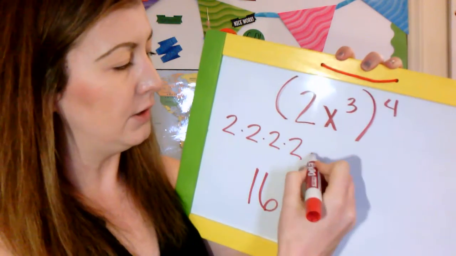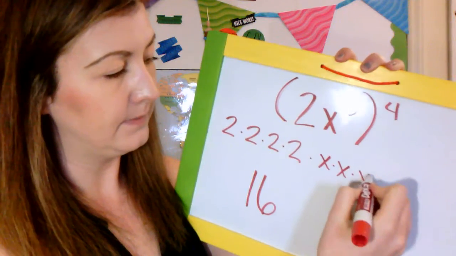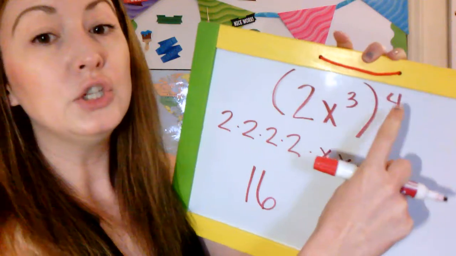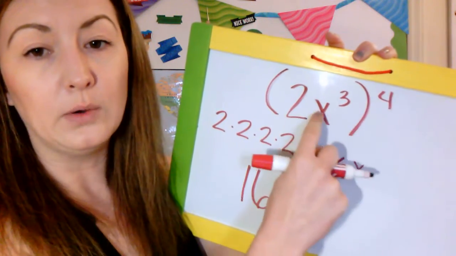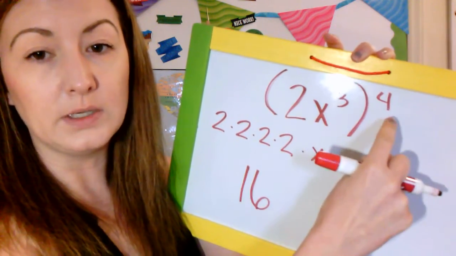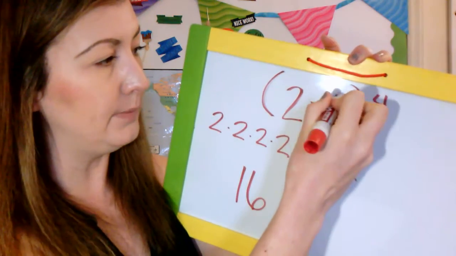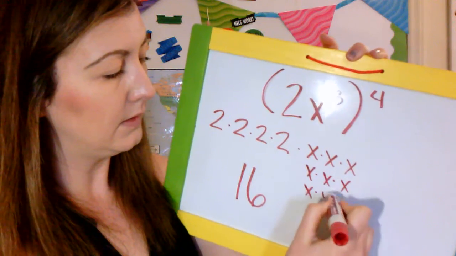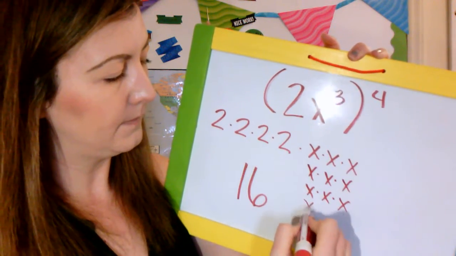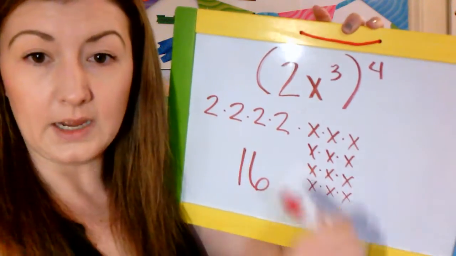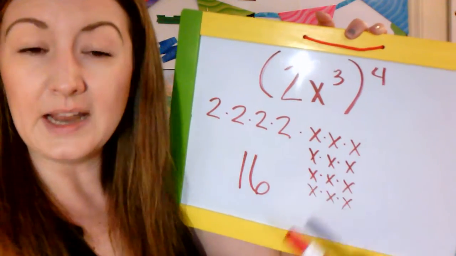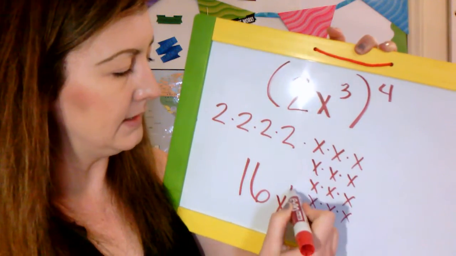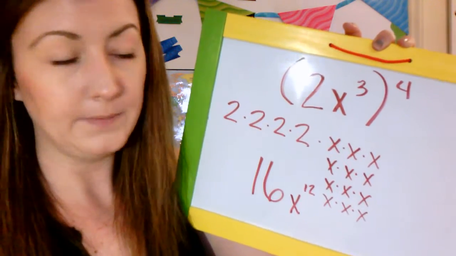And then x to the 3rd is really that, right? But we need to raise x to the 3rd to the 4th power, which means we will multiply this base number 4 times. So x to the 3rd is our base number that gets multiplied 4 times. We do x to the 3rd 4 times. And how many x's is that? That's actually 12 x's. So our answer would be 16x to the 12th power.